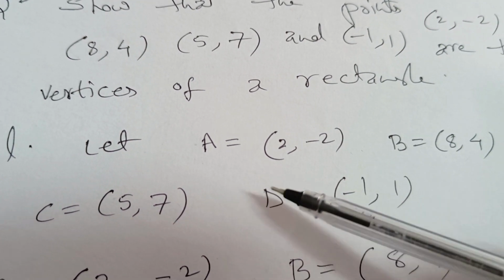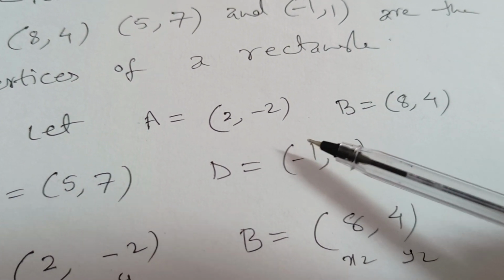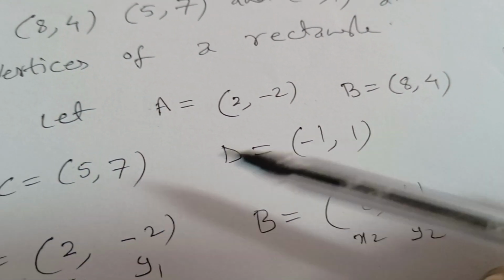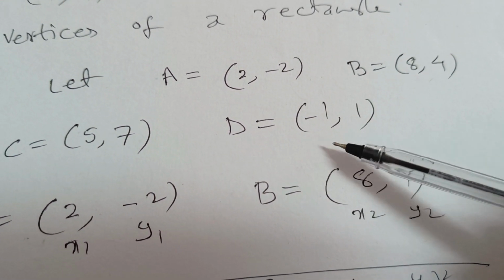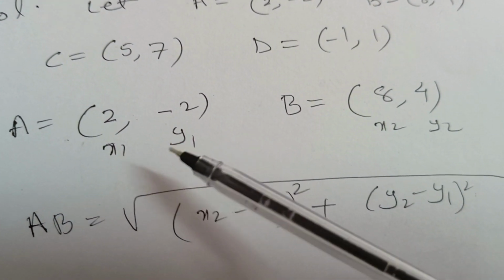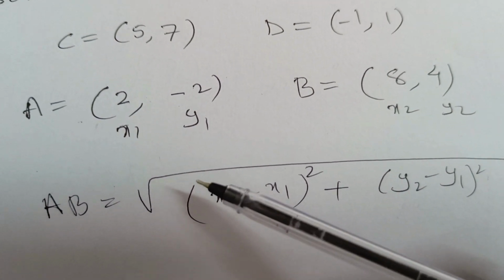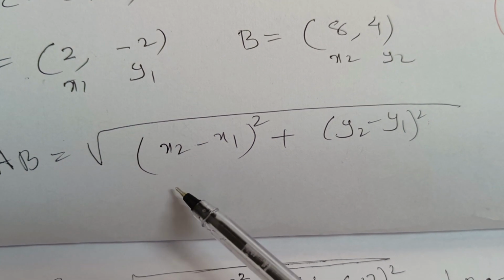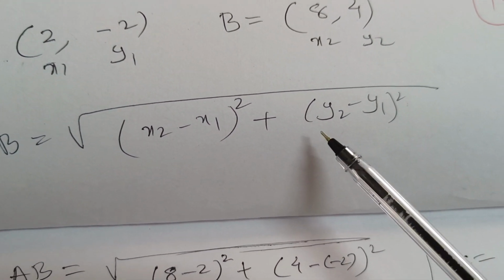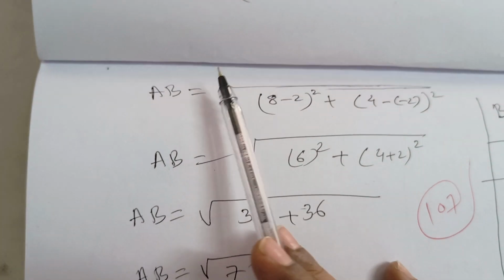So first we will write A is equal to 2 comma minus 2, B is equal to 3 comma 4, C is equal to 5 comma 7, D is equal to minus 1 comma 1. So first we will find the distance between A and B. AB is equal to square root of x2 minus x1 whole square plus y2 minus y1 whole square.